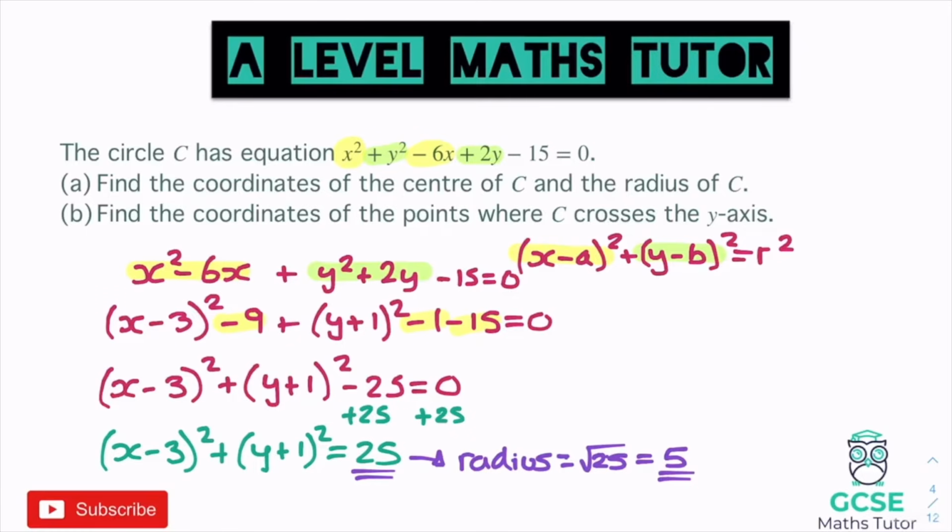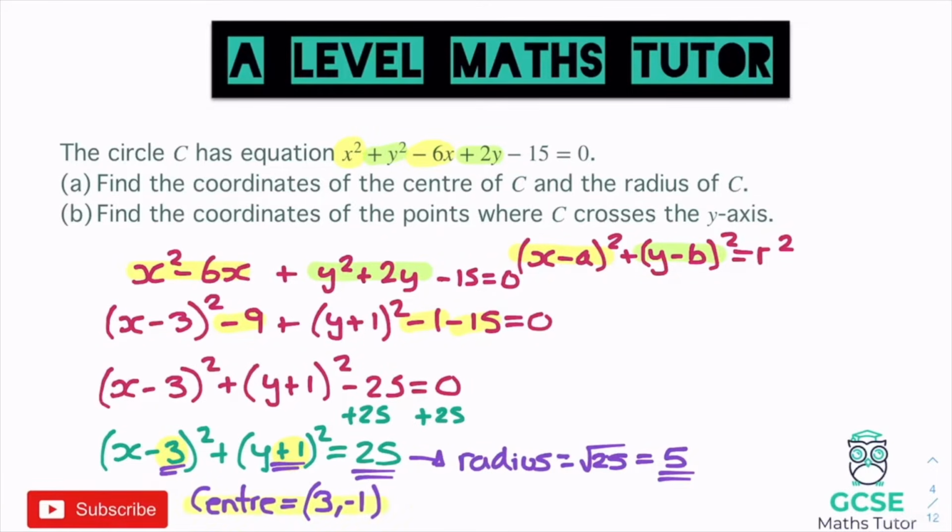Now in terms of getting the coordinates for the centre, we know it's minus a and minus b on these parts here. So a is going to have to be that 3 right there, since we've taken away 3. On this one here we need to be a little bit more careful because we've got a plus 1 there, so we must have taken away negative 1 in order for it to turn into positive 1. And there we go, that's our radius and our centre taken from that equation.